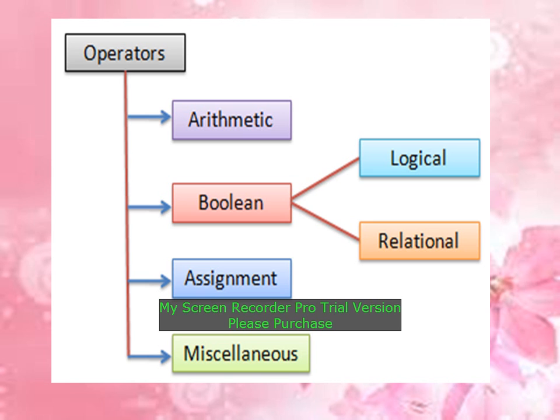Why are we dividing Boolean into two types? Either a logical operator or a relational operator can produce a result that is either true or false. So we can represent logical or relational operators as Boolean operators. Under Boolean, a logical operator or a relational operator can be considered, which produces a Boolean value, either true or false.